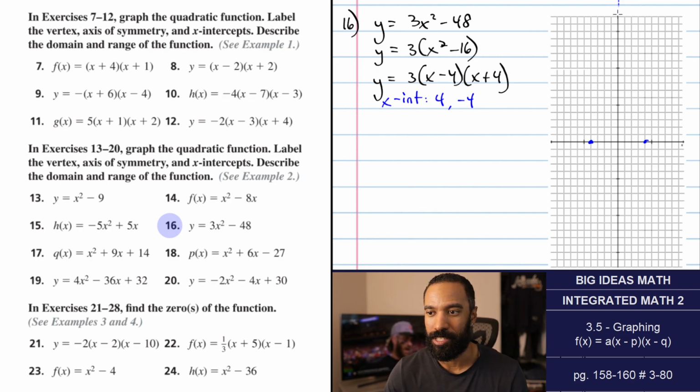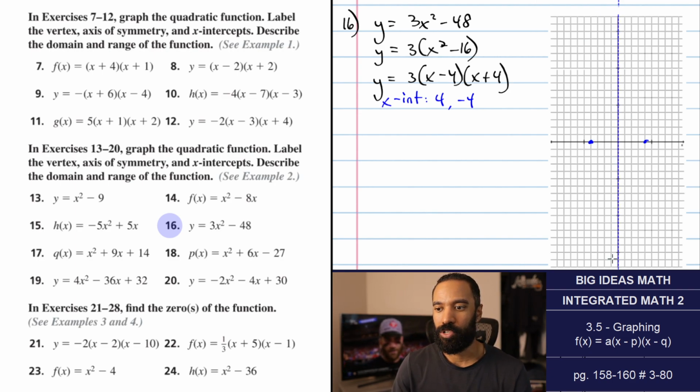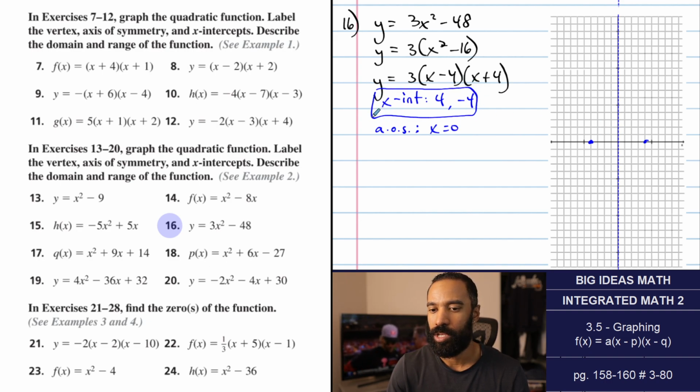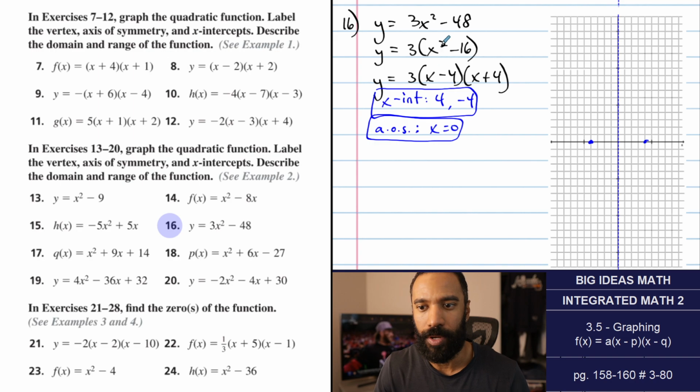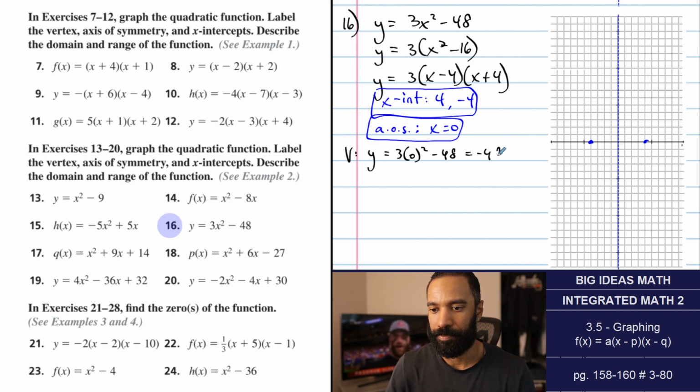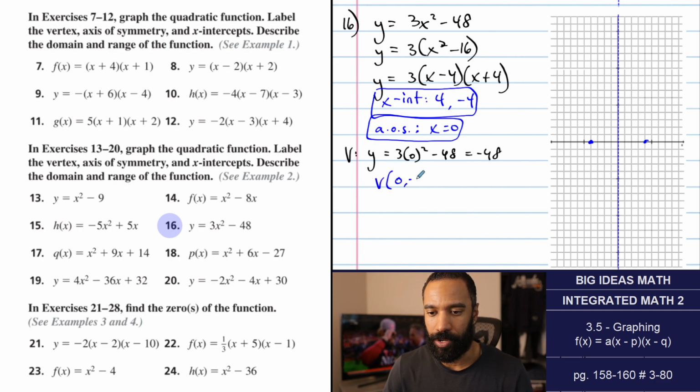That vertical stretch makes this pretty tall. And those are kind of far apart from there. So your axis of symmetry is x equals 0, right in between 4 and negative 4. So we got those. We got to substitute 0 into here. I want to plug it into this one this time. For the vertex, y equals 3 times 0 squared minus 48. Well, that's negative 48. So your vertex is at 0, negative 48.